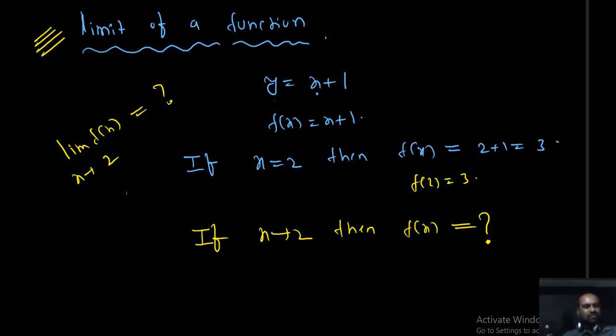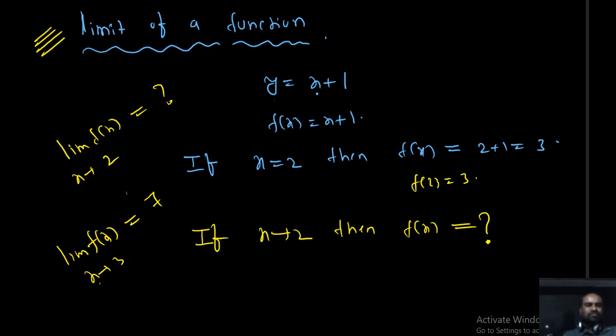This is an important thing. For example, suppose the limiting value of f of x is approaching 7 when x is approaching 3. That means x is approaching 3, then the function f of x is tending to 7. But how to find the limiting value of f of x when the limiting value of x is given? That is our present concept, that is limit of a function.